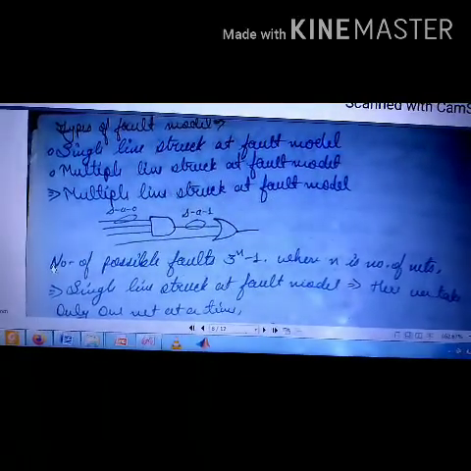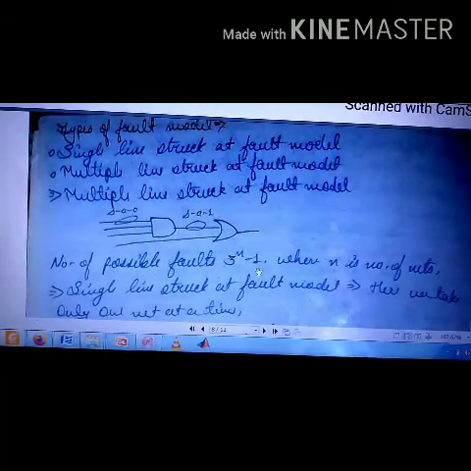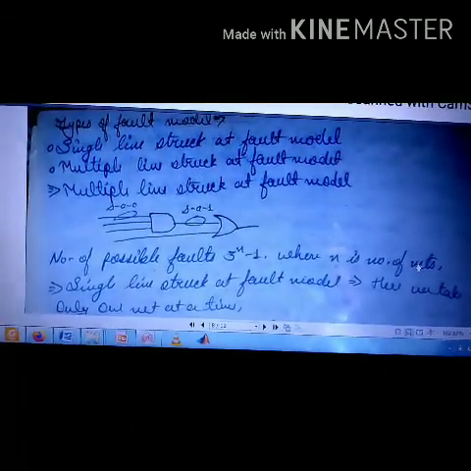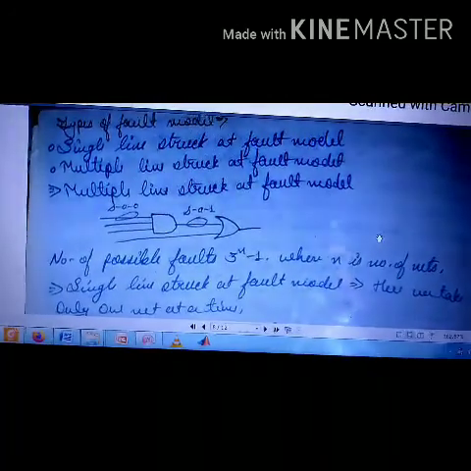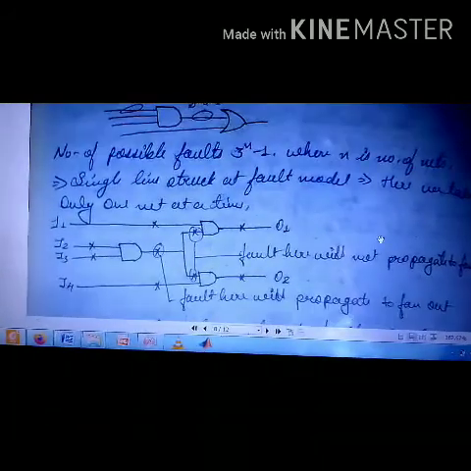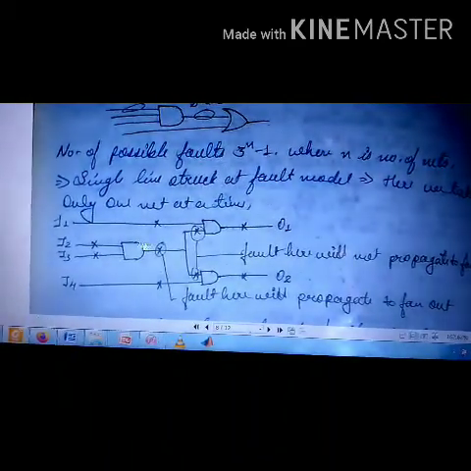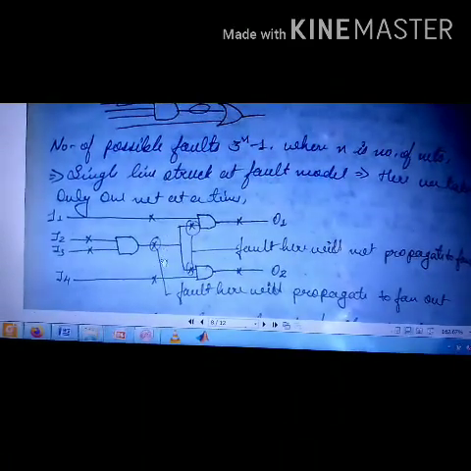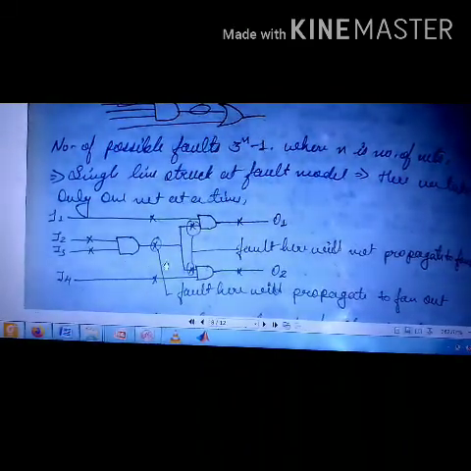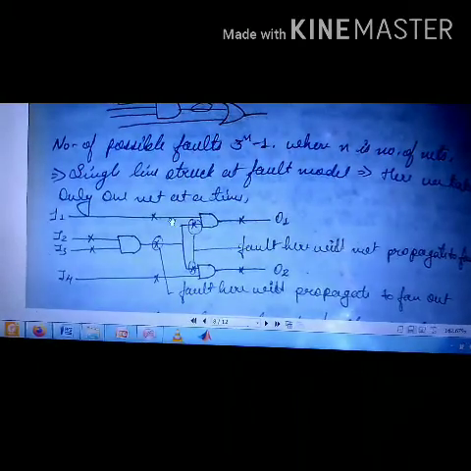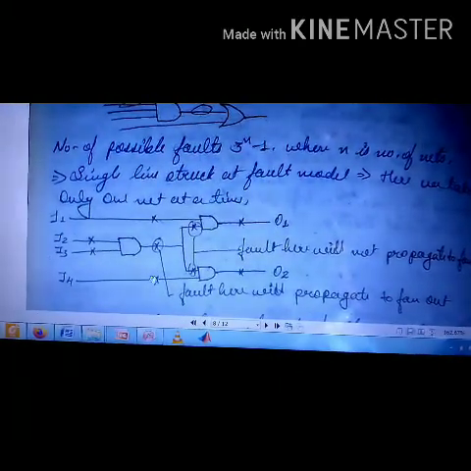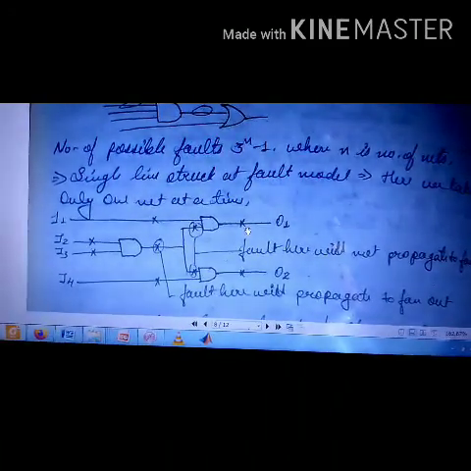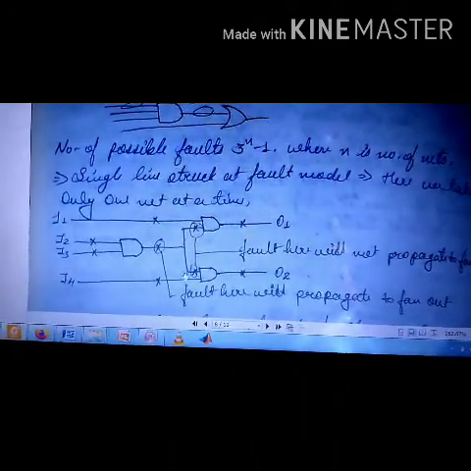Okay, so in this case the number of possible faults is 3 to the power n minus 1, where n is the number of nets. Now, single line stuck at fault model: here we take only one net at a time. So if we have this circuit, where we have 3 AND gates, each having 2 inputs, then a fault can be at each of these points which has been represented by X. However, we will take only one of these errors at a single time.